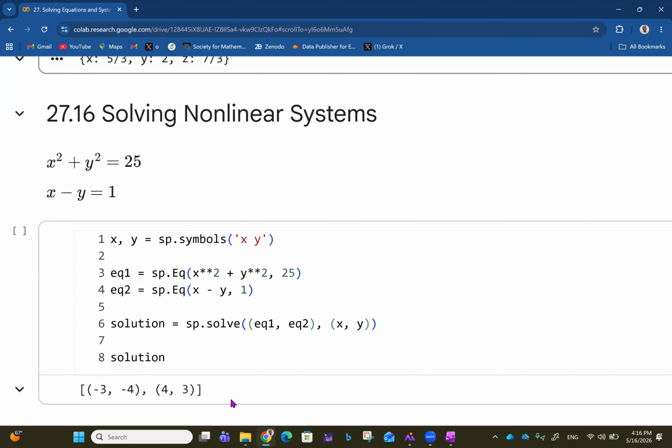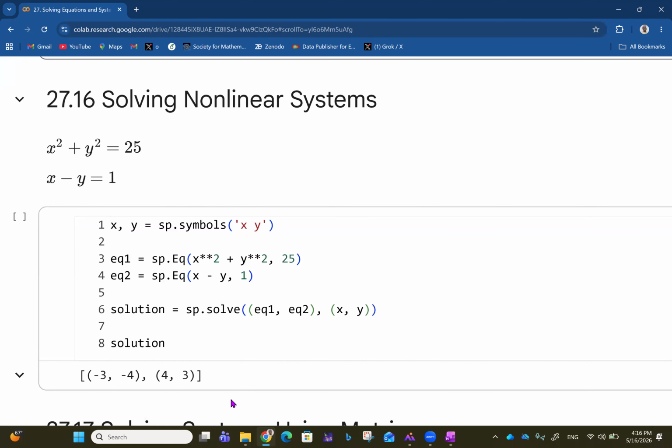Then solving nonlinear systems now. Like you have x squared plus y squared equals 25 and x minus y equals 1. Of course, the normal thing you should do here is make x the subject. So x is equal to y plus 1. So wherever you find x, you substitute, and you have (y plus 1) squared plus y squared. From there you get two values for y, and whatever two values you get, you put them here, and you now get two values for x.